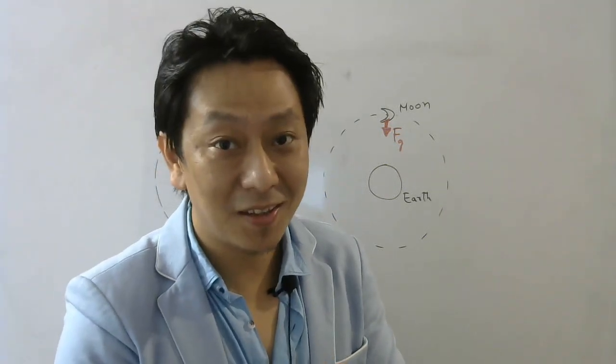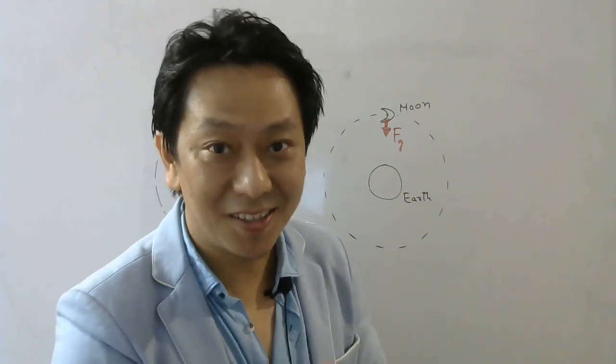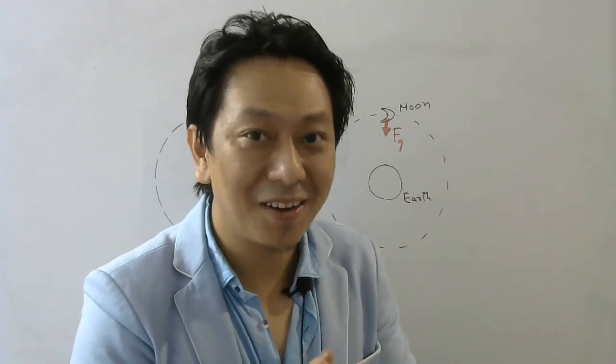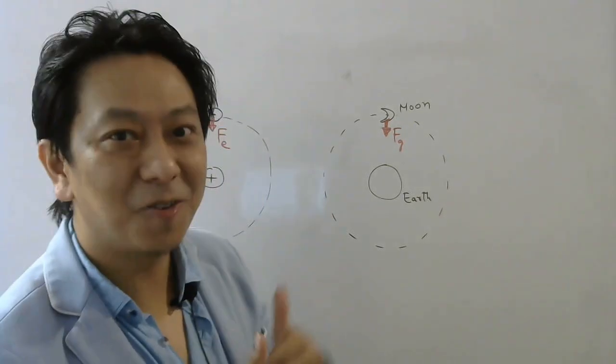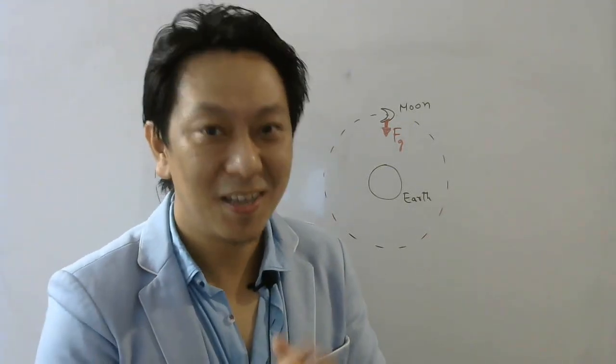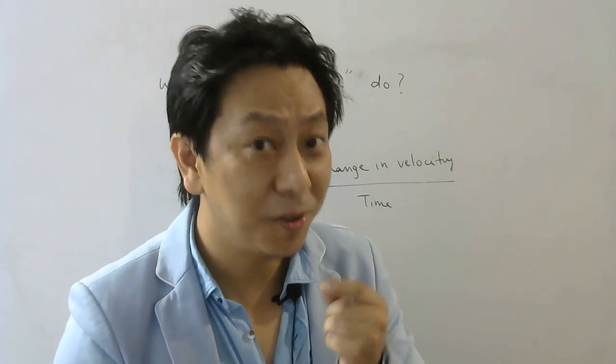Now you may be thinking that if the moon is actually falling towards earth, by now it should have reached earth, isn't it? So am I really right when I say the moon is falling towards earth and even the electron is falling towards the nucleus? Let us try to understand. Let us first understand, what does a force actually do?